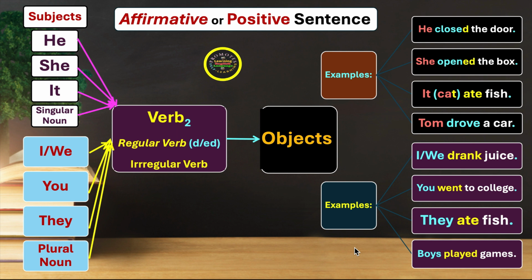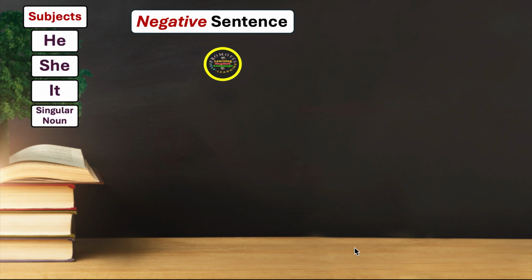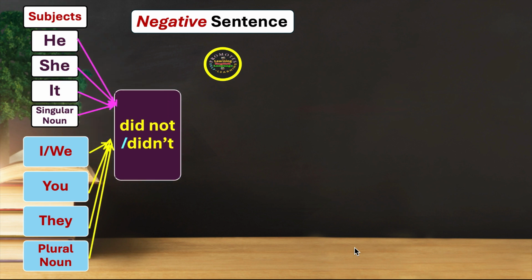Now we move on to the negative sentence of past simple tense. If you have subjects like he, she, it, singular noun, and further subjects like I, we, you, they, and plural noun, then in the negative form we use did not, or the short form didn't. And here we make a change. We use the first form of the verb because we cannot use the second form twice. Already we changed do into did. So we have to use the first form of the verb.